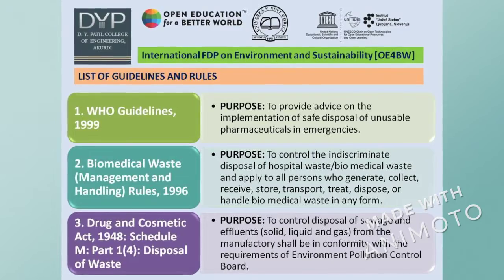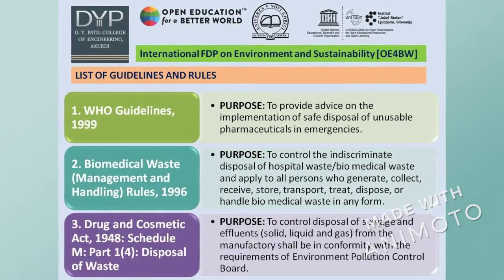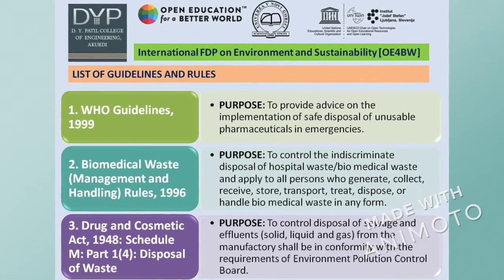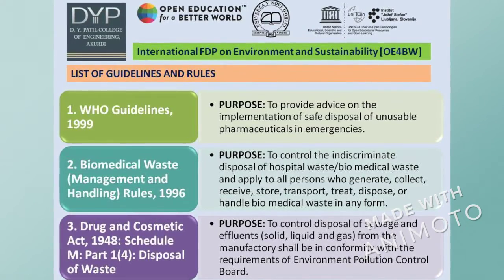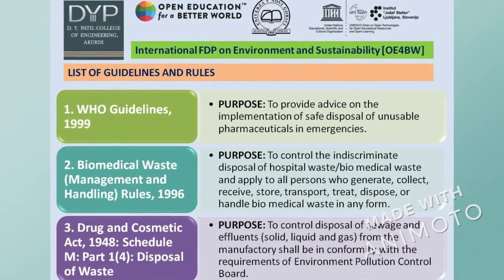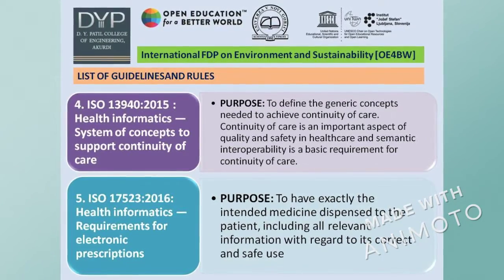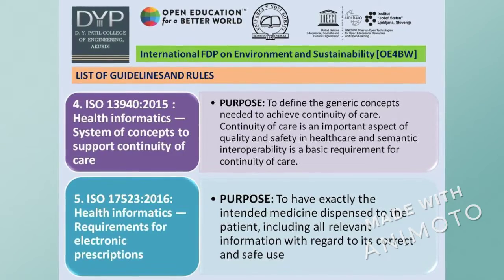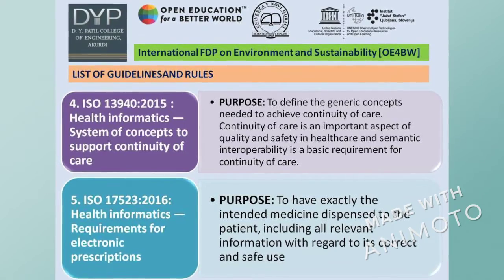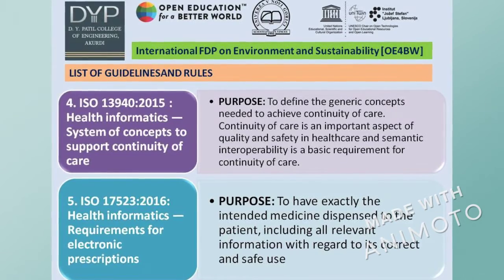Let us have a look at the learning outcomes from my week 2 video, which discussed the list of guidelines and rules related to green pharmacy. We discussed the WHO guidelines 1999, Biomedical Waste Management and Handling Rules 1996, Drugs and Cosmetics Act 1948, ISO 13940:2015, which deals with health informatics system of concepts to support continuity of care, and ISO 17523:2016 guidelines, health informatics, which deals with requirements for electronic prescriptions.